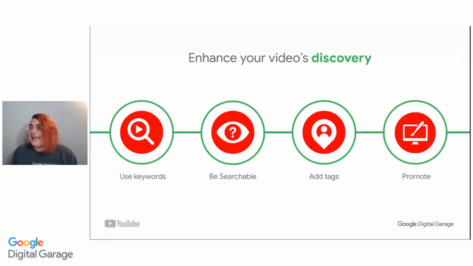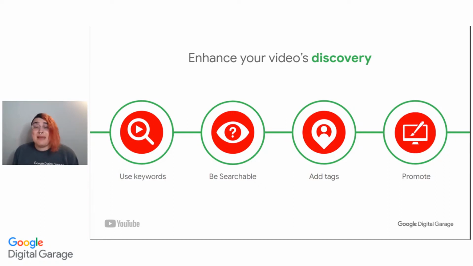So first of all, enhancing your video's discovery. Remember that YouTube is a search engine. And it works like other search engines. You type in your search term, you think about what you're searching for. Again, maybe soup recipe. And YouTube is going to look for videos that use those keywords, soup recipe, to find out what videos are going to be the most relevant to you, the user.